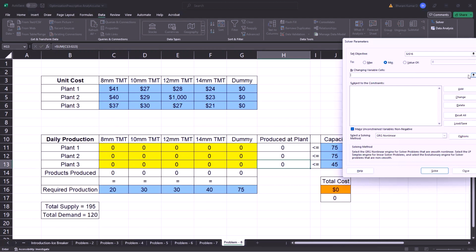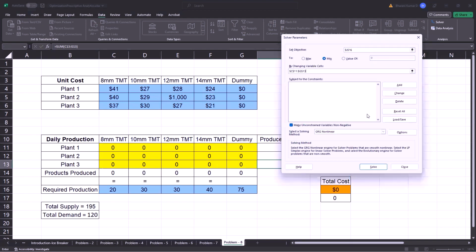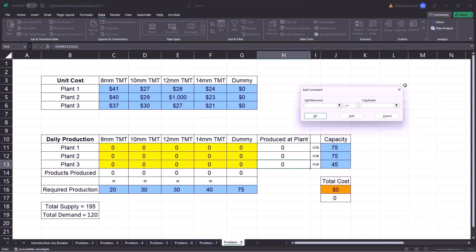And what do you want to change? You want to change all these values, the number of units that you need to produce. All right, but we also need to add constraints. Constraint 1 is we want to ensure that all of these units that are produced is equivalent to the requirement. What is the requirement? This is the requirement.